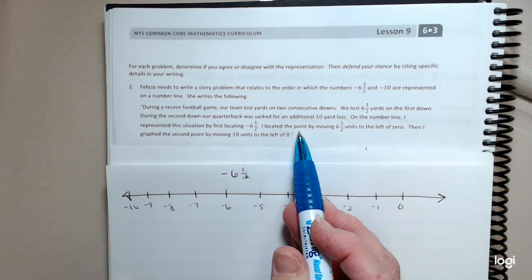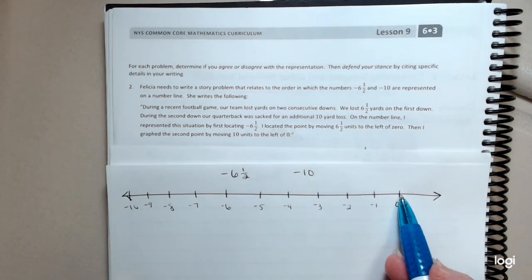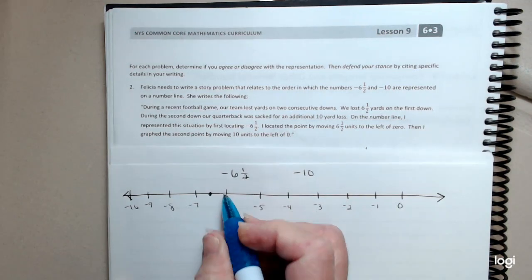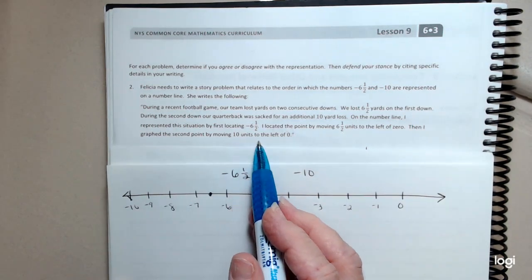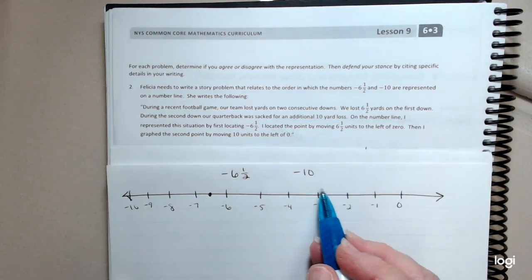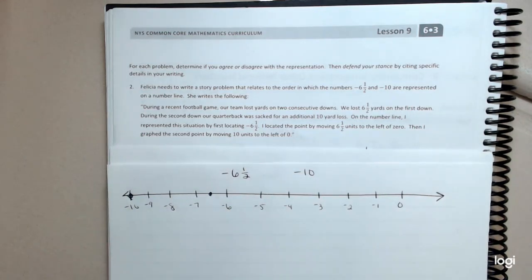I located the point by moving 6.5 units to the left of 0. So here's 0. She went backward 6.5, to the left of 0. Then I graphed the second point by moving 10 units to the left of 0. So I'm here, and I went back 10 units this direction right here. So we need to see if we agree or disagree with Felicia.